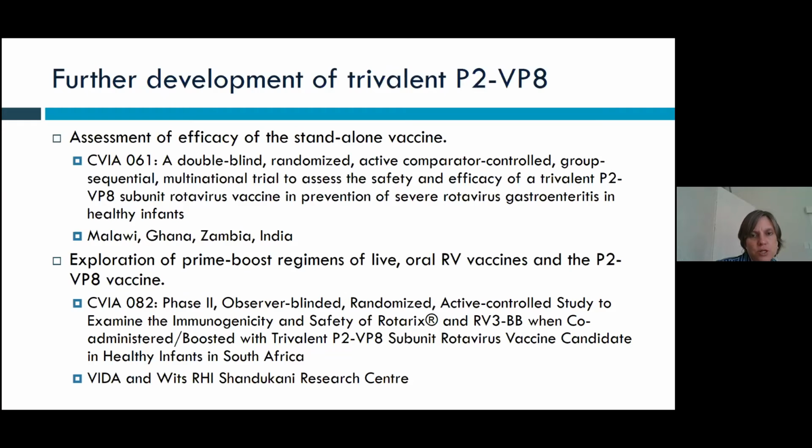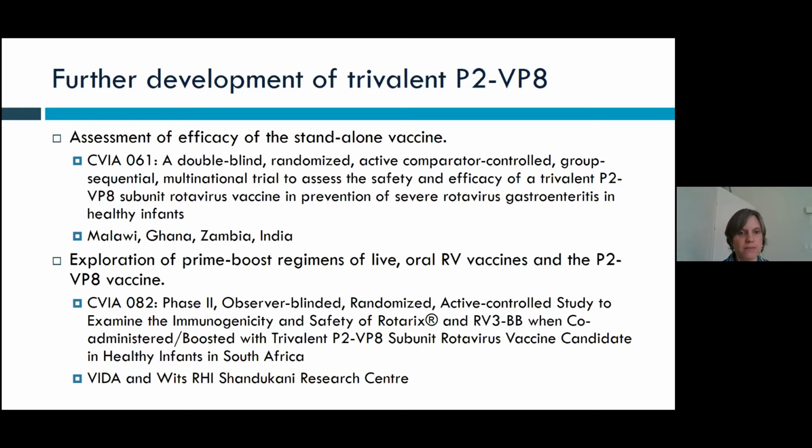So based on the results of our study, this vaccine has now been further developed. And so there's been a large phase 3 study, which started towards the end of 2019, which is a double blind, randomized, active comparator controlled study, which really means that they are comparing 3 doses of the parenteral vaccine to standard of care, which is 2 doses of Rotarix.